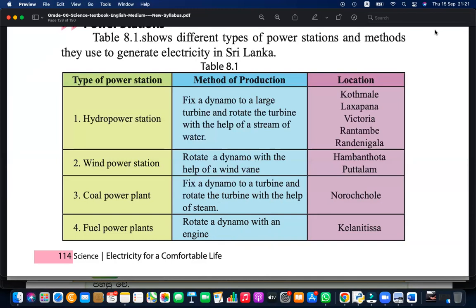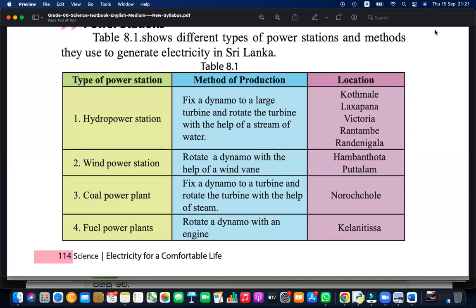But you can personally also visit there with permission to learn. Right? So try to visit the place and see how electricity is produced. Hydropower stations: Kotmale, Laxapana, Victoria, Randenigala, so you can just see. Maybe from the outside you can see, but going inside is a bit difficult because you need special permission. But at least some of these you can. I have seen some.